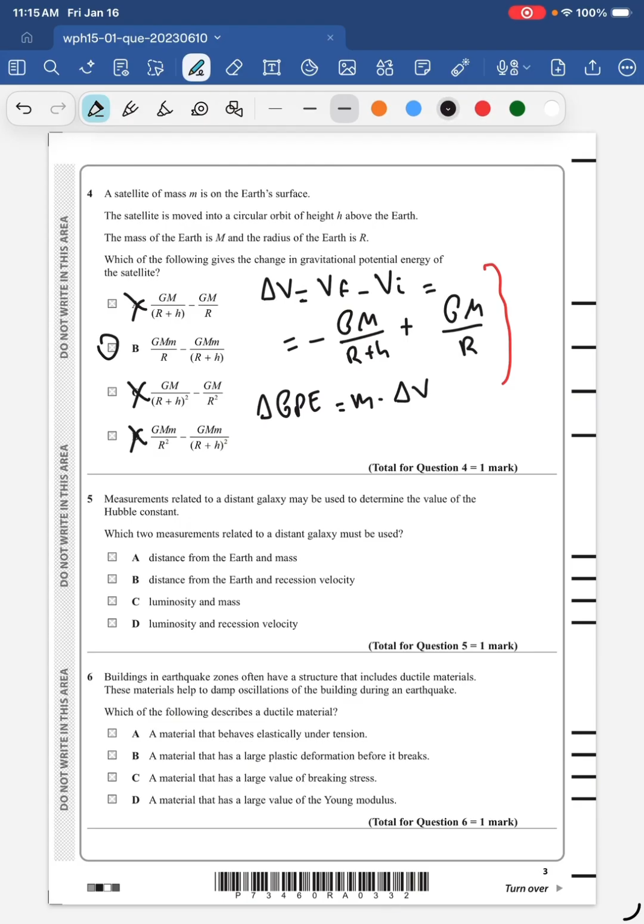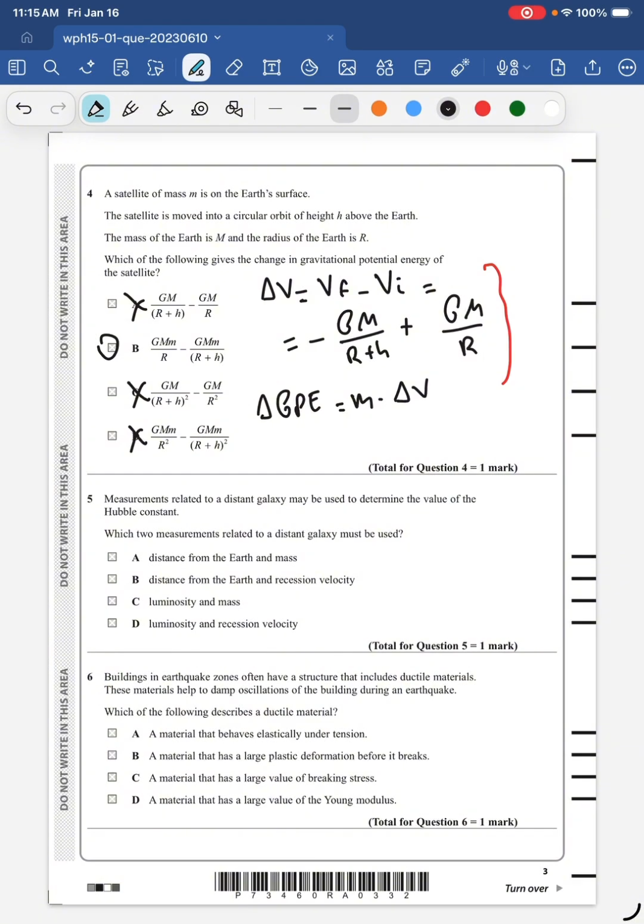Moving on to question 5. Measurements related to a distant galaxy may be used to determine the value of the Hubble constant. Which two measurements related to a distant galaxy may be used?